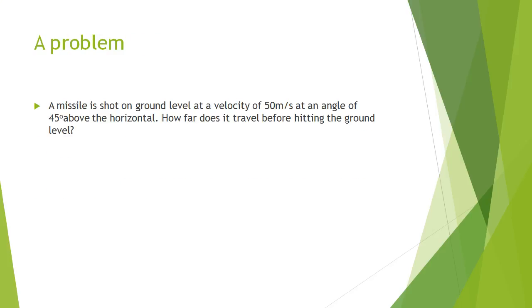The problem: a missile is shot on ground level at a velocity of 50 meters per second at an angle of 45 degrees above the horizontal. How far does it travel before hitting the ground level?